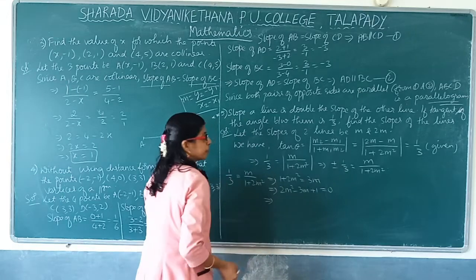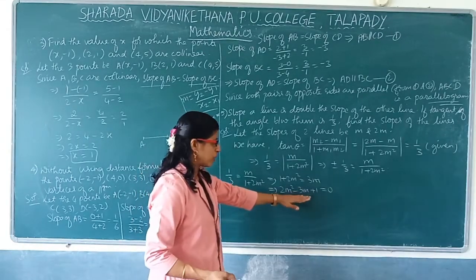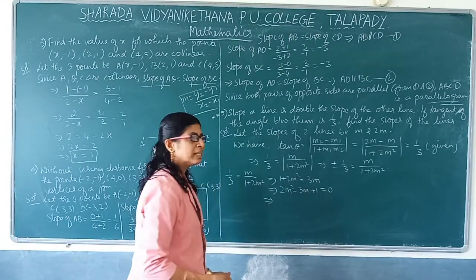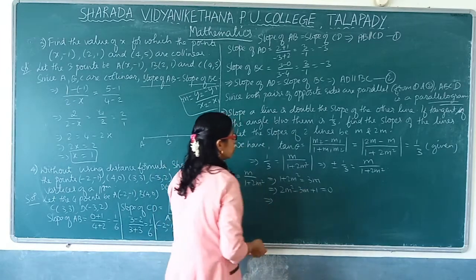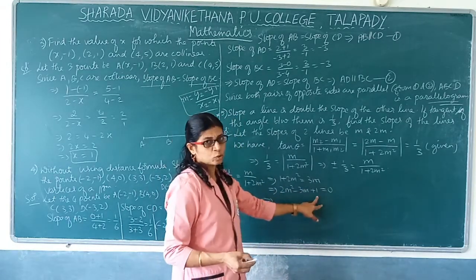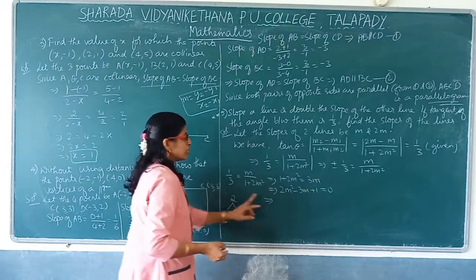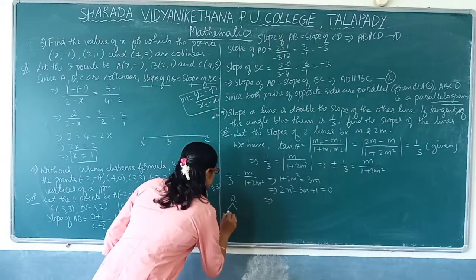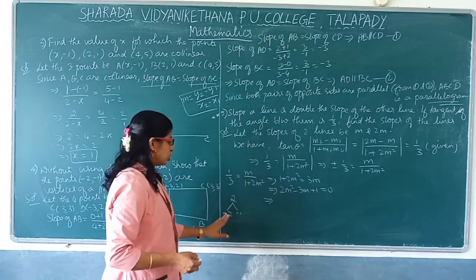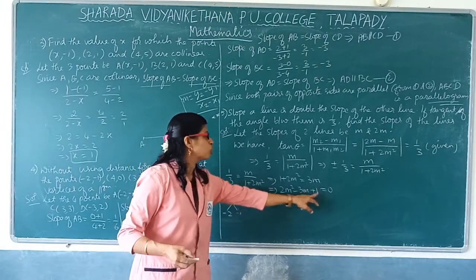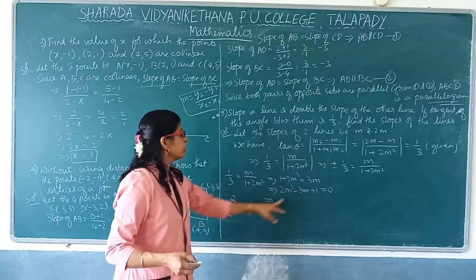Split the middle term. We have to factorize this now. This is a quadratic equation. You have to factorize and get the value of m. What can be the two numbers whose product is plus 2? Okay, we need to get two numbers whose product is 2 and sum is minus 3. Can it be minus 2 and minus 1? Minus 2 into minus 1 is plus 2. Minus 2 minus 1 is minus 3.